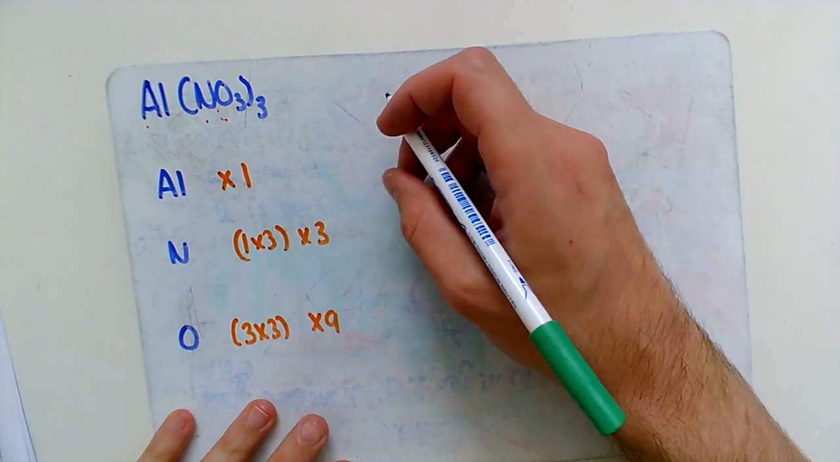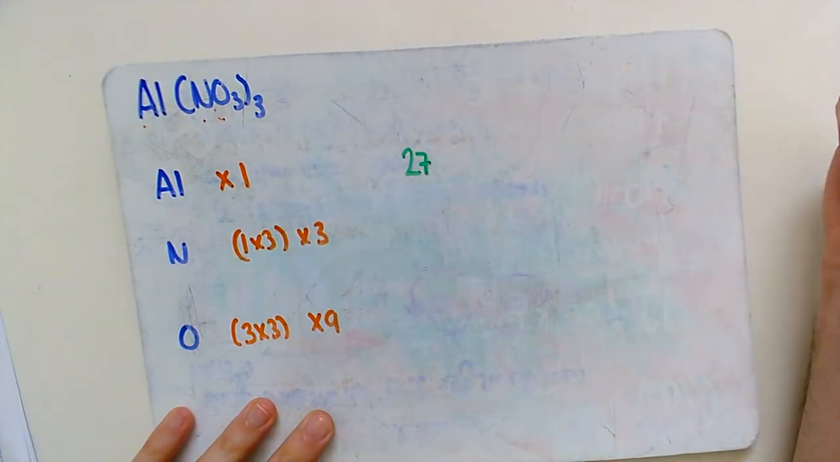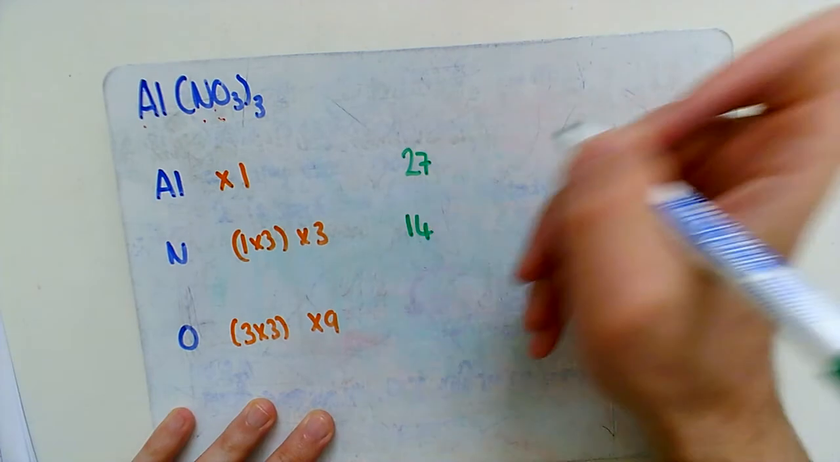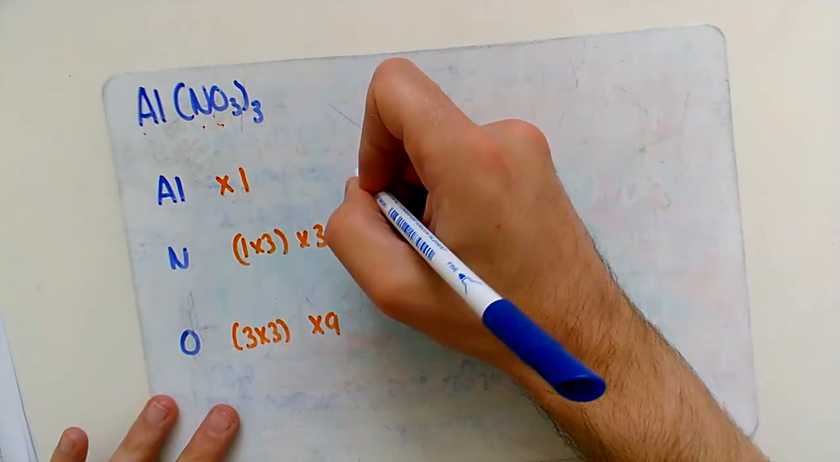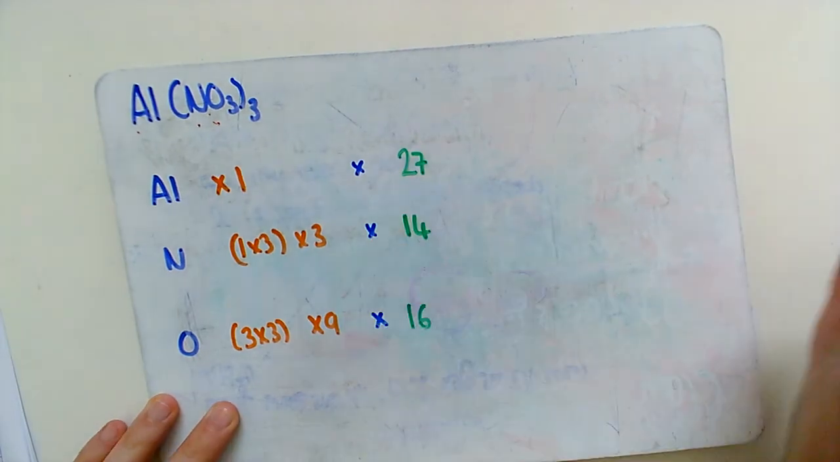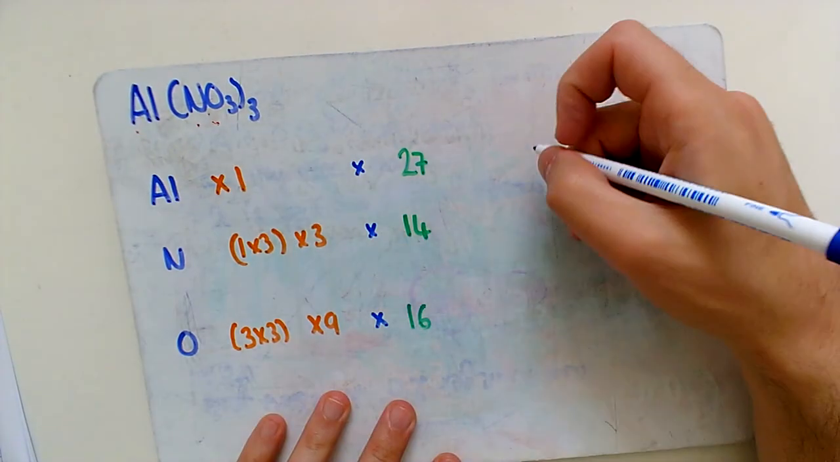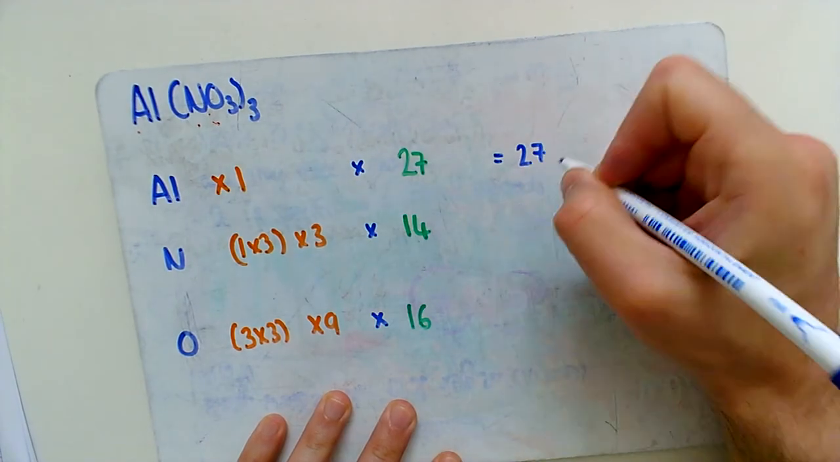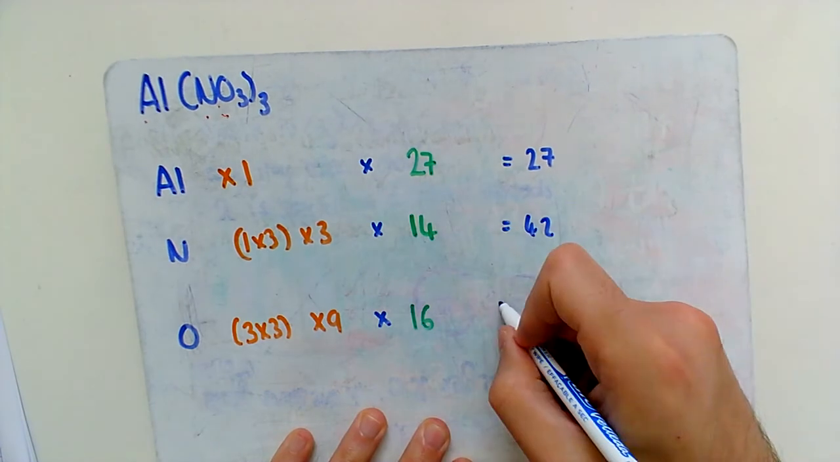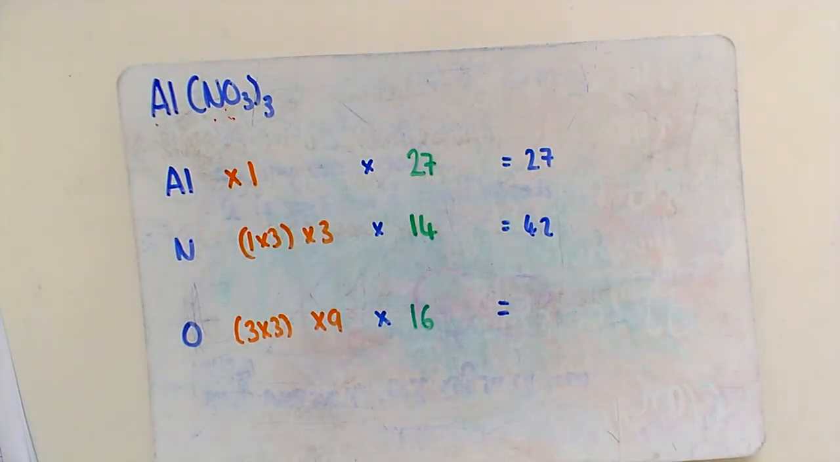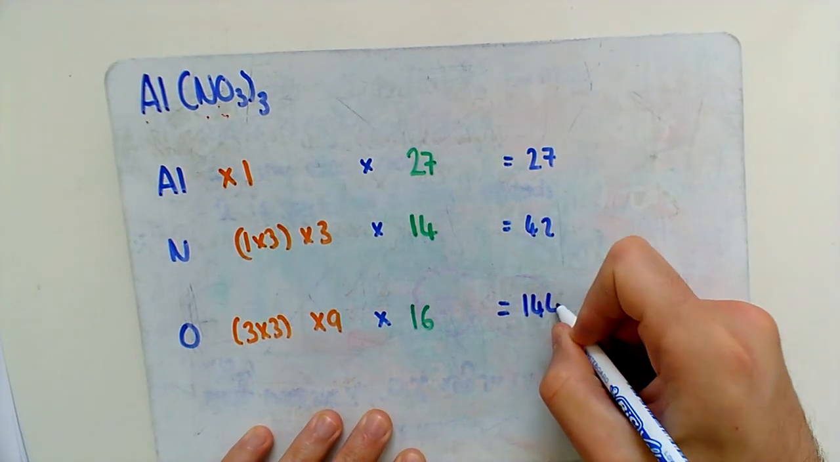Now we look at the data booklet for what the mass is. The mass of aluminium is 27. The mass of nitrogen is 14. And the mass of oxygen is 16. And just like before, we multiply. So 1 times 27, 3 times 14 is 42, and 9 times 16, 144, I think. Might use my calculator on this one. Yeah, that's 144.